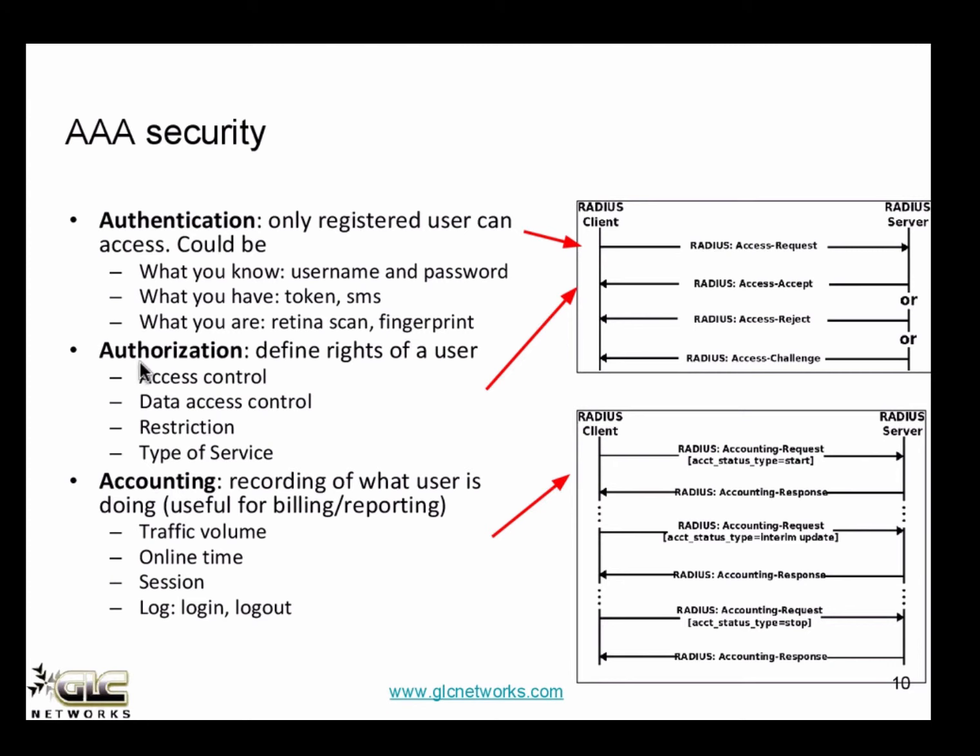Next is authorization. Authorization means the rights of the user. The user has already authenticated, so they are already in the network. The next question is, what can they do? That is defined in authorization. For example, access controls: you can access this network, but not that network. Data access control: you can access this and that. Restriction: you cannot access port 9999, for example.